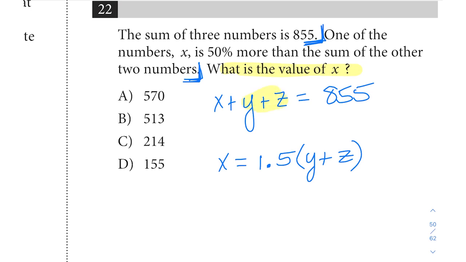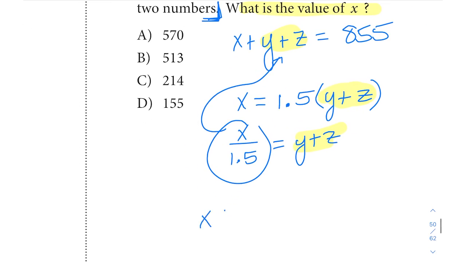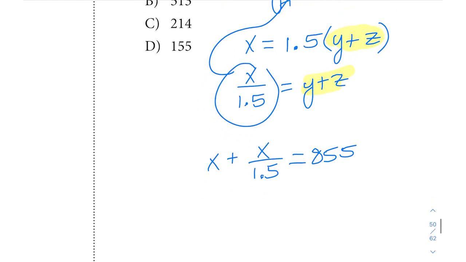We can isolate y plus z. Since we have a y plus z in our original equation, and we have a y plus z in our equation for x, we can solve for y plus z and get x over 1.5. And then we can plug that in to our original equation. So this would be x plus x over 1.5 equals 855. And to solve for x, here we would have to multiply everything in this equation by 1.5.